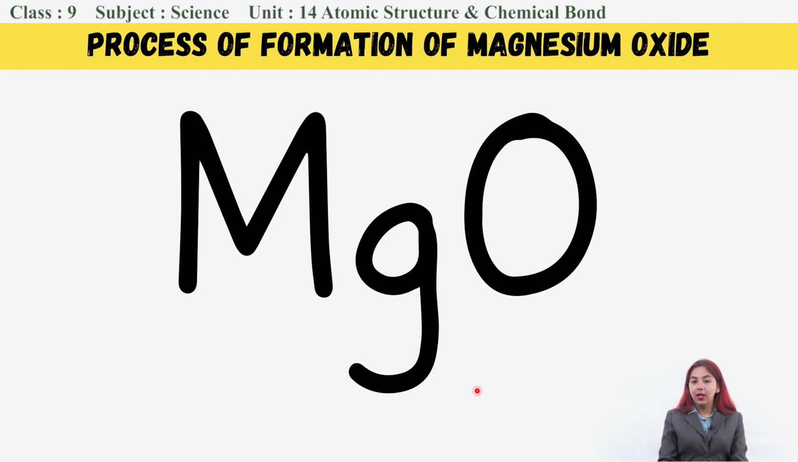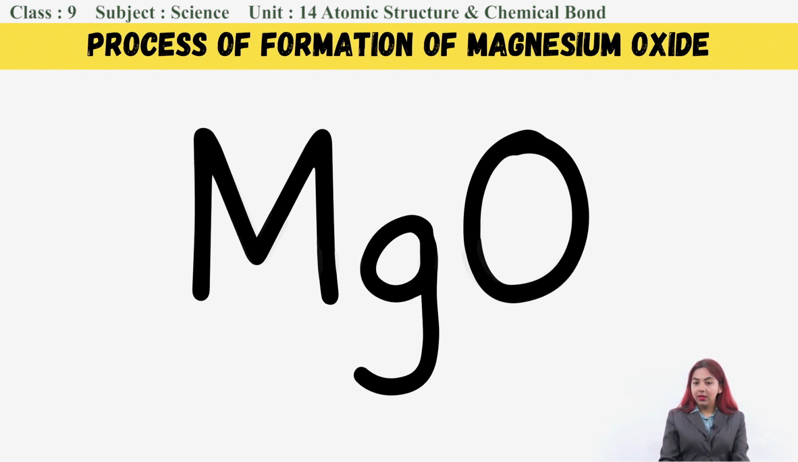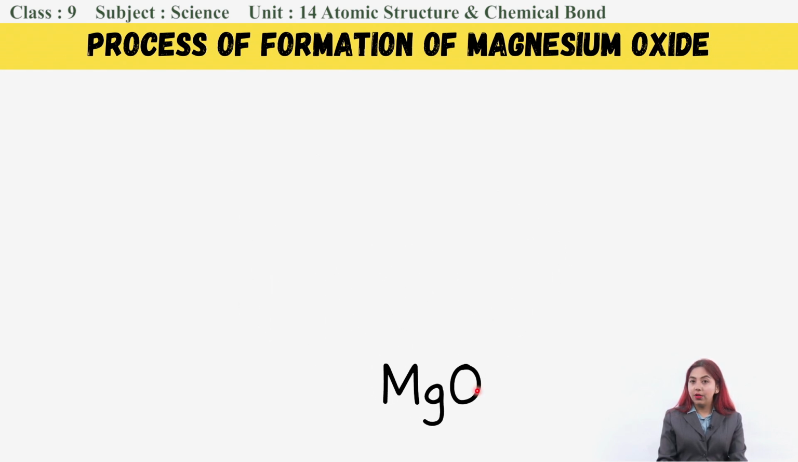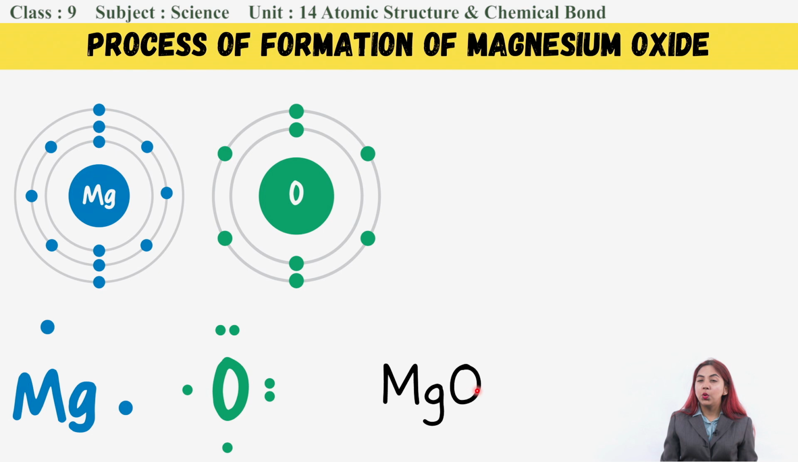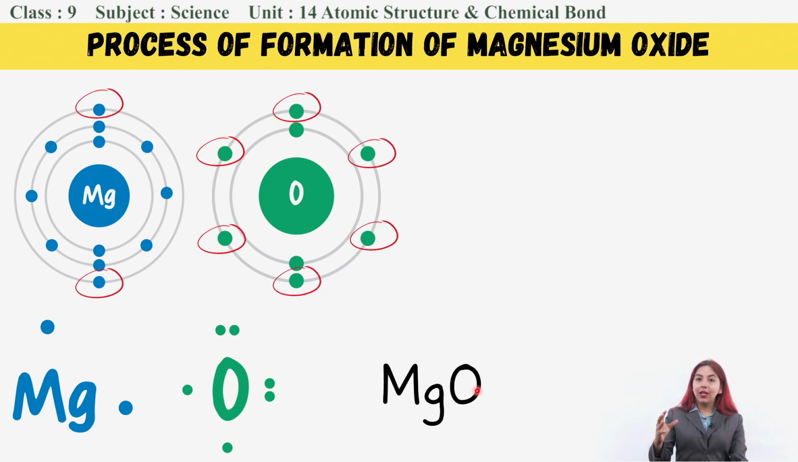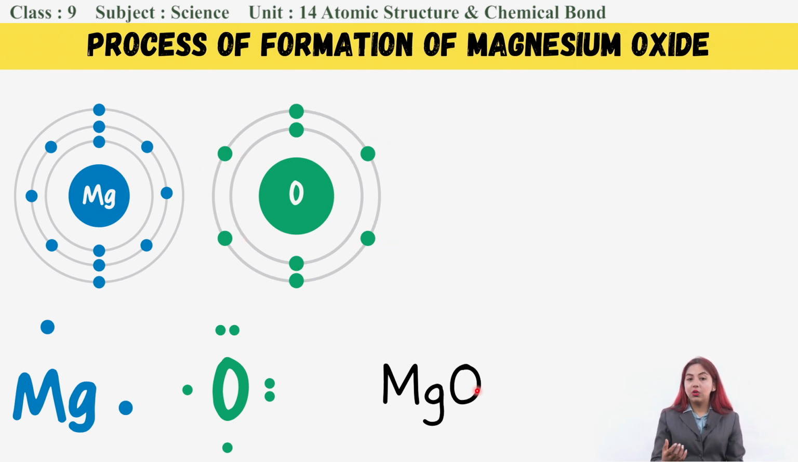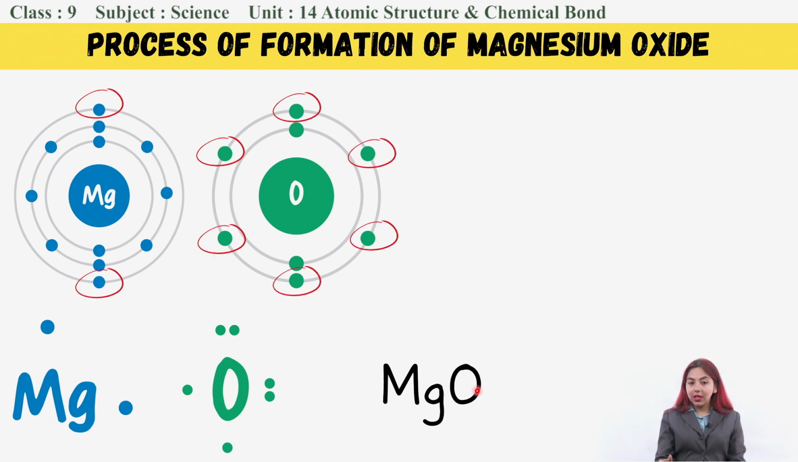So first of all, magnesium oxide. Magnesium oxide has the molecular formula MgO. Magnesium has 2 electrons in its outermost orbit and the oxygen atom has 6 electrons in its outermost orbit. So magnesium has to get rid of 2 electrons from its outermost orbit to reach the stable octet state, whereas oxygen should receive 2 electrons to reach the stable octet state.